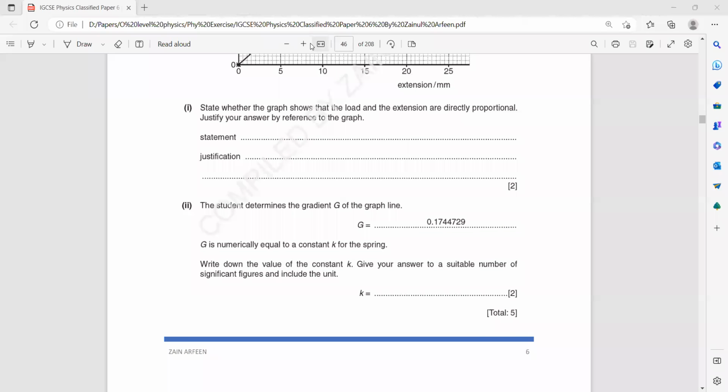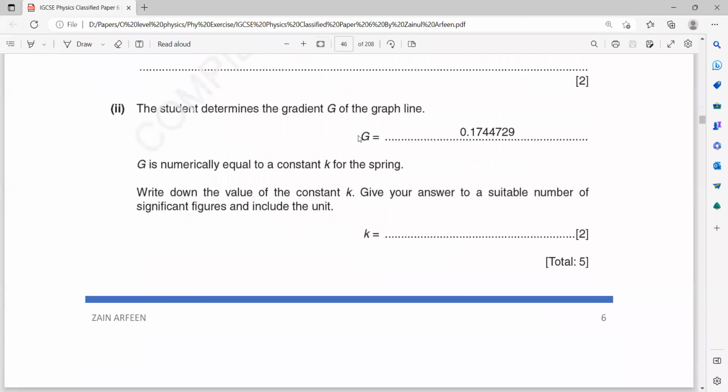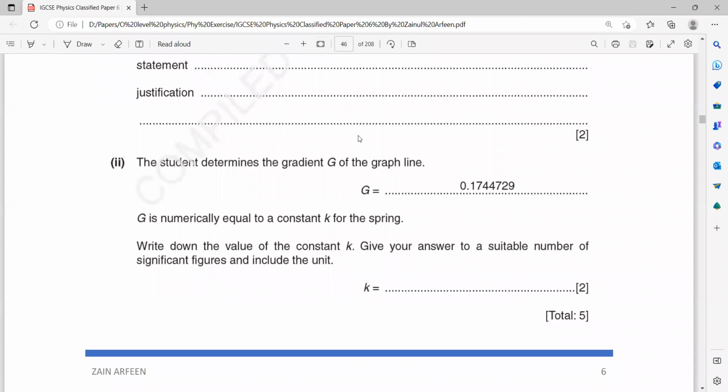Then the student determines the gradient and got the gradient to be 0.17444729. They said the value of the gradient is numerically equal to k, the spring constant. Whenever you're writing the value, you should always use three significant figures. So the gradient is equal to k, and the value of k will be the same as the gradient. But we will not write it in full, we will just write three significant figures. So we'll write 0.174.